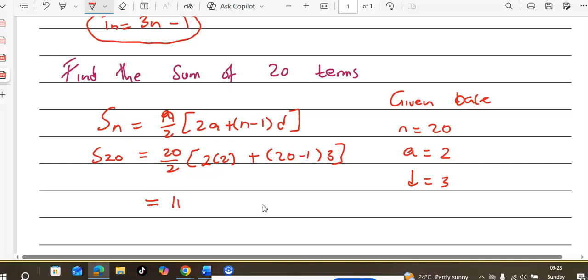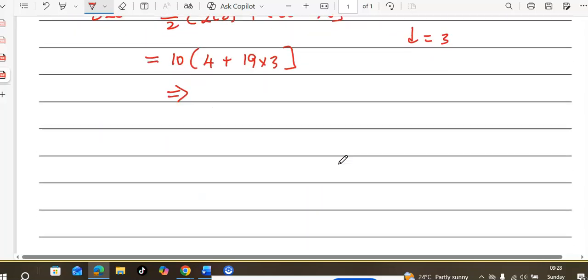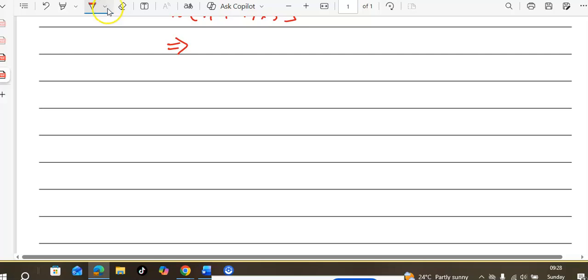Okay, so because this will be 10 inside the bracket, this will be 4 plus 19 times 3. So if you work this thing out, you should get a final answer. And this is how you work with arithmetic, because now I need us to talk about geometric, okay?